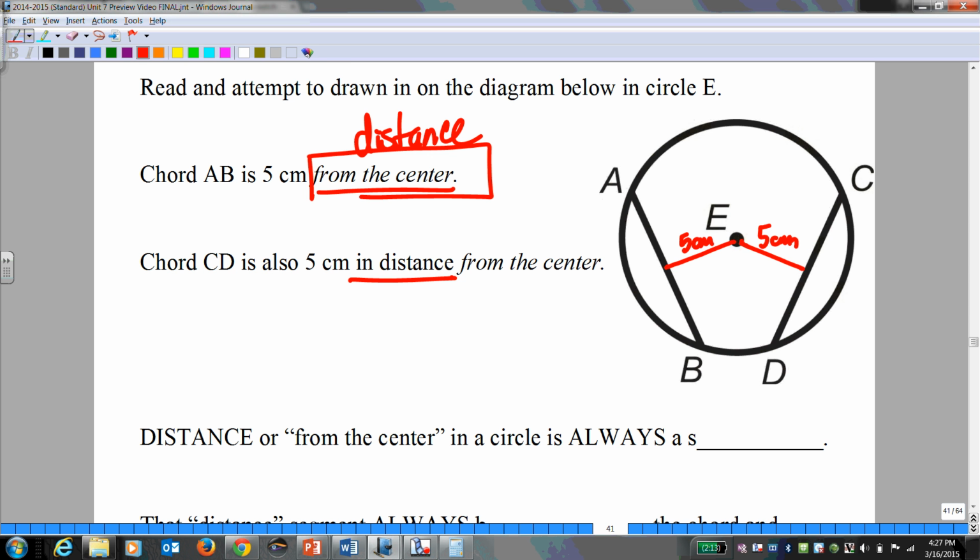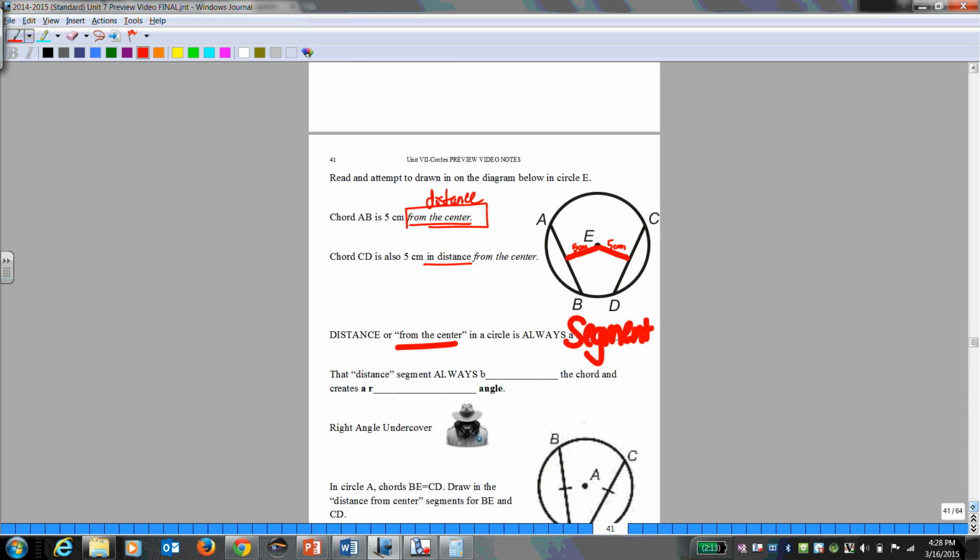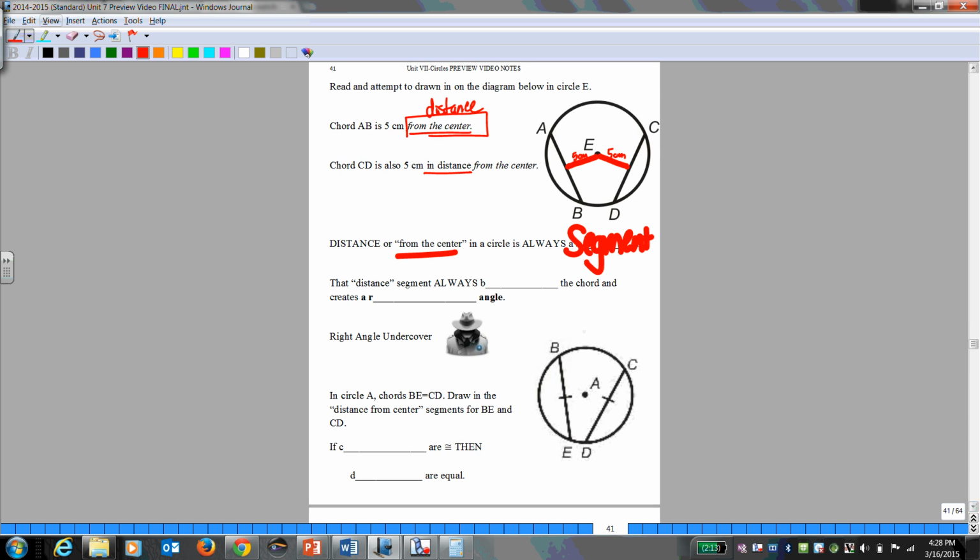It's really important you understand this. When we talk about a chord being a certain distance from the center, that distance is an actual segment. It's an actual segment. It's not just some ethereal measurement. It's a physical segment. Believe it or not, that segment has 2 qualities. 1. That distance segment always bisects the chord and creates a right angle.